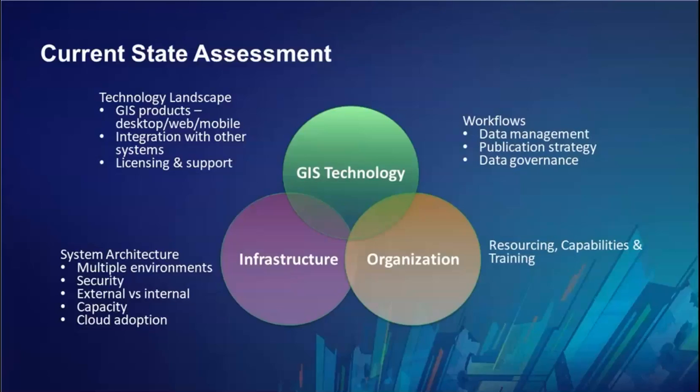And then finally, up at the top are the workflows. So what are your data management workflows? Do you have a publication strategy? What is the governance? Are you paying attention to data governance? Are there roles and resources assigned at a data steward, data custodian level? All these things require consideration. So you put all these things together, and you can get a pretty good in-depth assessment of the current state of the GIS in your organization. And this will position planning for a future state and prioritizing what can be achieved.